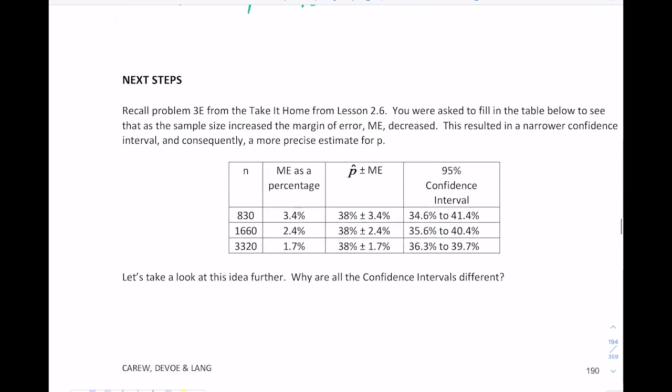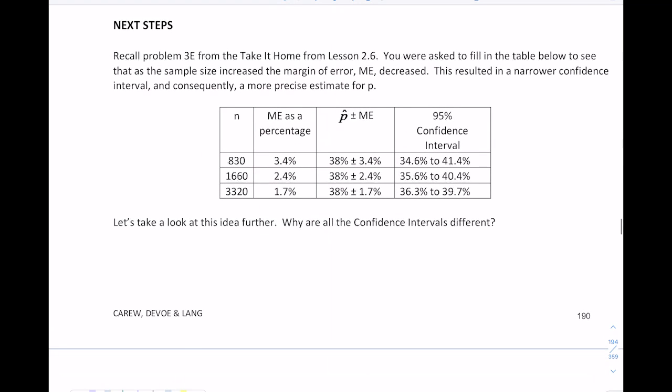So the next part of the notes involves looking at how increasing the sample size affects the margin of error, and also your interval. Okay, so if you notice here, as you start out at 830, your sample size, and you increase it to 3,320, what do you notice about the margin of error? As this is increasing, this ends up decreasing. So if you increase your sample size, you end up decreasing the margin of error.